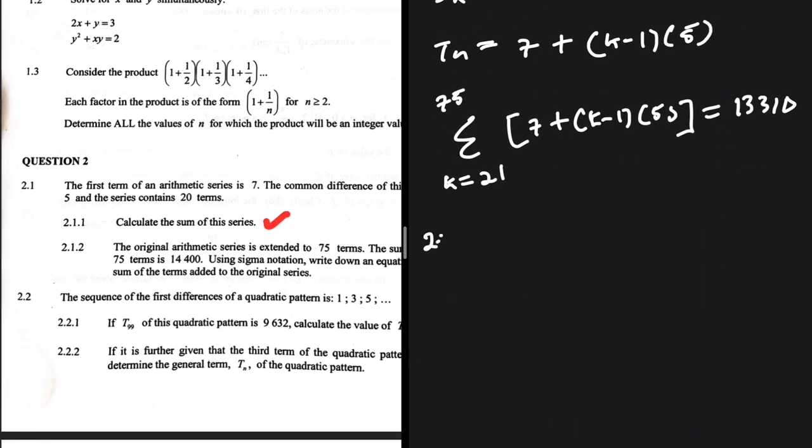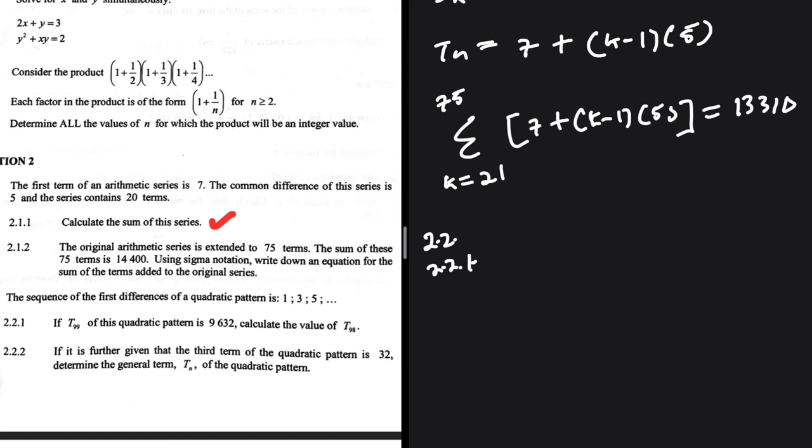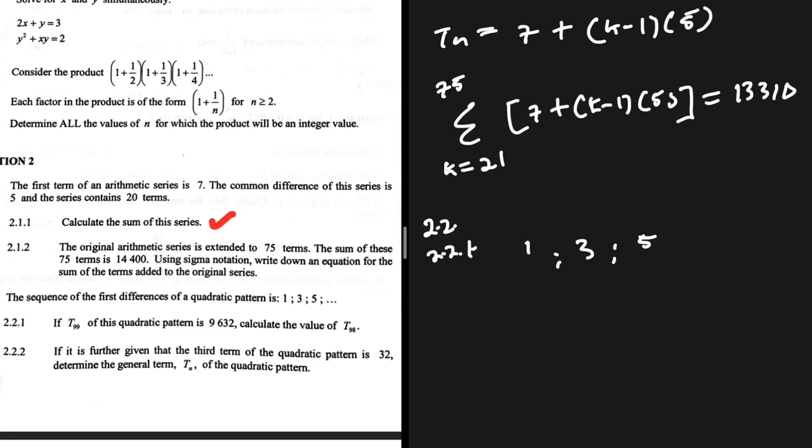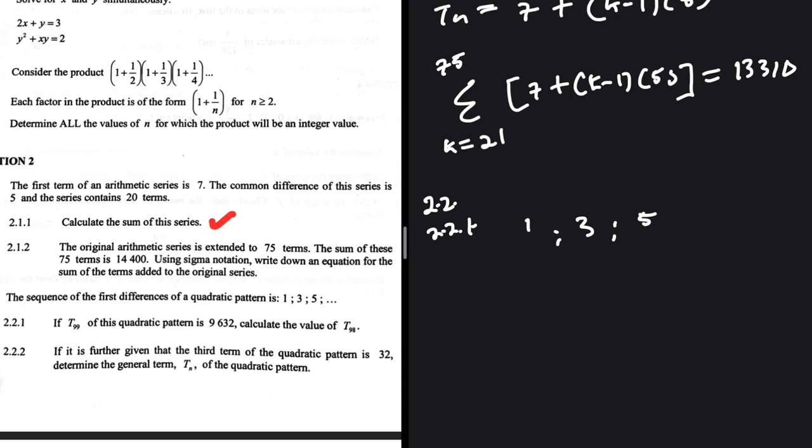There we go. That is 2.1.2. Let's take a look at 2.2 and 2.2.1. The sequence of the first differences of a quadratic pattern is 1, 3, 5. That is the sequence of the first differences of a quadratic, so that is arithmetic, right? And if T99 of this quadratic pattern is 9,632, this is T99, right?